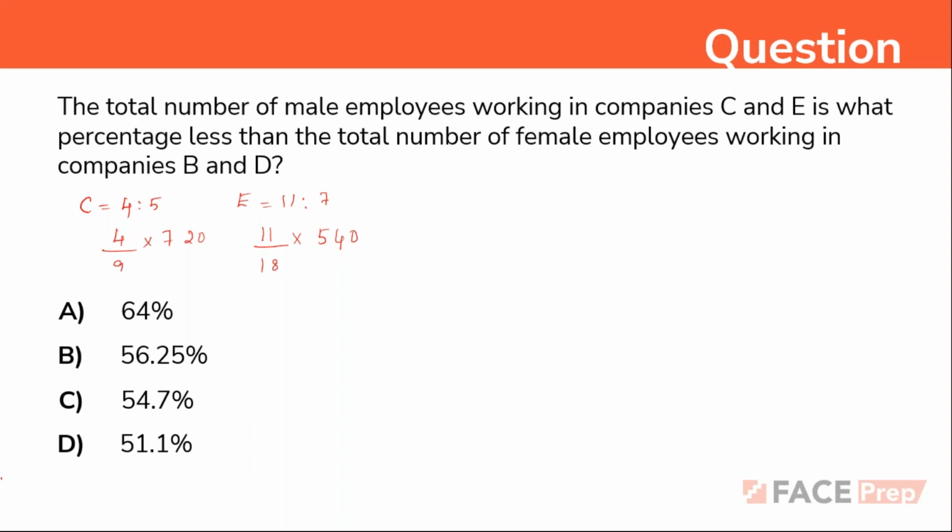So here 320 and 330, right? So 320 plus 330, which will be around 650. Similarly, you can solve for the next part. So what is the next part? In B and D. So B and D.